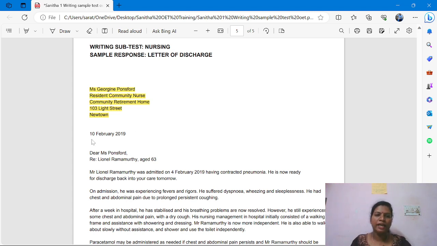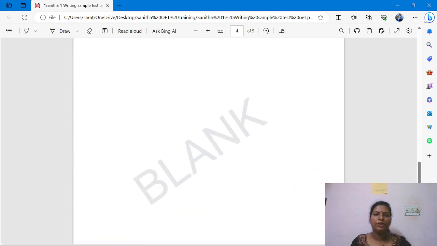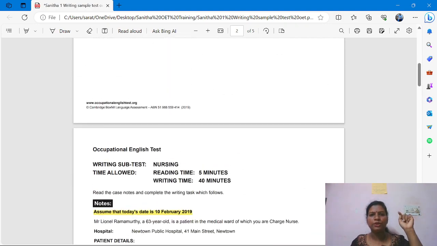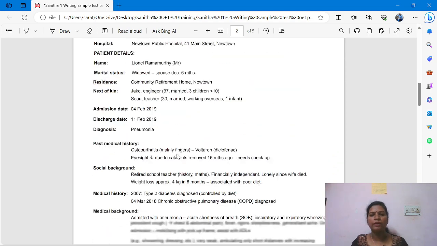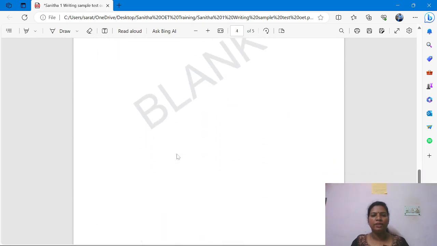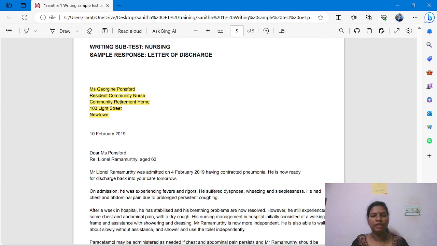After that, you have to write the date when you are writing the letter. From where will we get the date? You have to go to the case notes. There it is written, assume that today's date is 10 February 2009. You have to write that here, 10 February 2009. Otherwise, you can write 10/02/2009, and that you can also use.